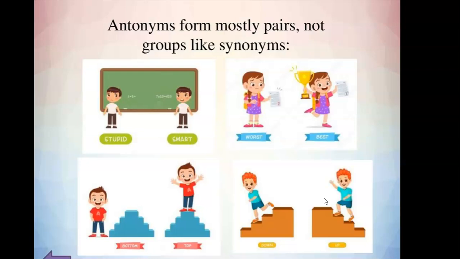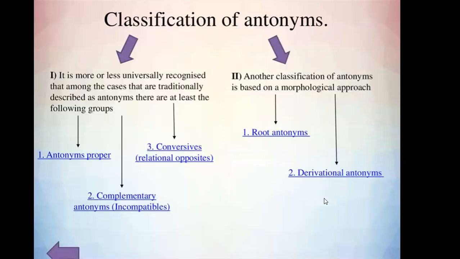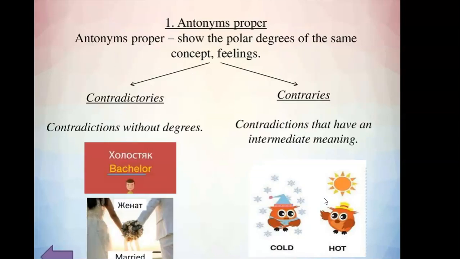Antonyms form mostly pairs, not groups like synonyms. Stupid, smart. Worst, best. Bottom, top. Down, up, for example. This is the classification of antonyms. It is more or less universally recognized that among the cases that are traditionally described as antonyms, there are at least the following groups: antonyms proper, complementary antonyms, and conversives, or relation opposites. Another classification of antonyms is based on a morphological approach: root antonyms and derivational antonyms.